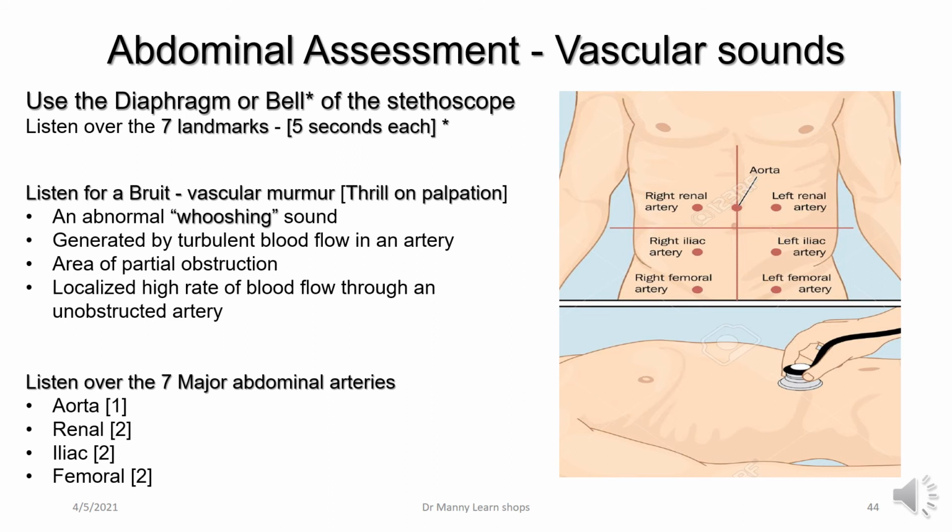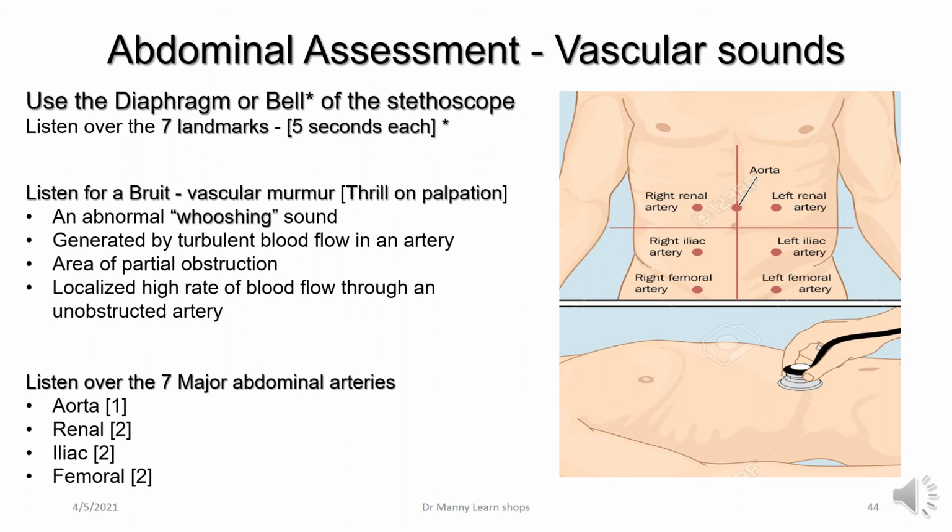Then you've got vascular sounds, abnormal vascular sounds. Vascular sounds on an abdominal assessment typically use the bell or the diaphragm, it's up to you. And you listen over 7 landmarks for at least 5 seconds. And if you hear something, this is probably going to be called a bruit. A bruit is a vascular murmur. It's a whooshing sound, created by turbulent blood flow in an artery, which means the artery is partially obstructed, and it's localized at that area of the obstructed artery.